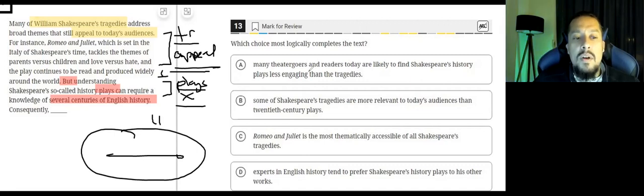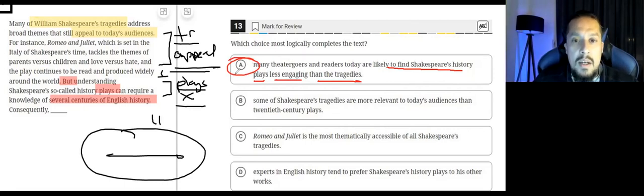A, many theater goers and readers today are likely to find Shakespeare's history plays less engaging than the tragedies. This is true. Because in the beginning, people like the tragedies, they appeal to us. People don't like these plays because they require history. So therefore, we can assume that people prefer tragedies over the plays.